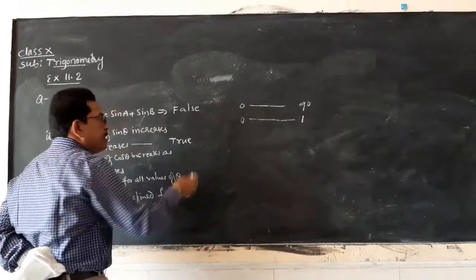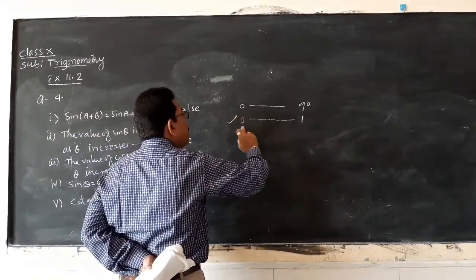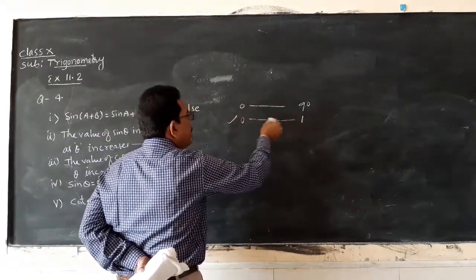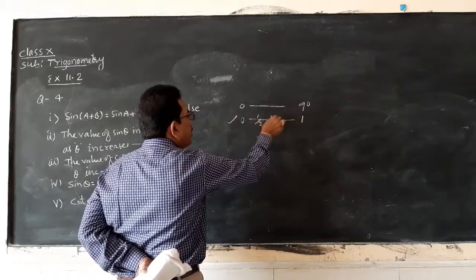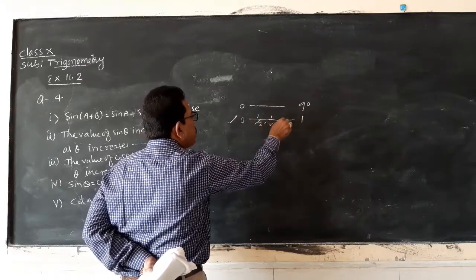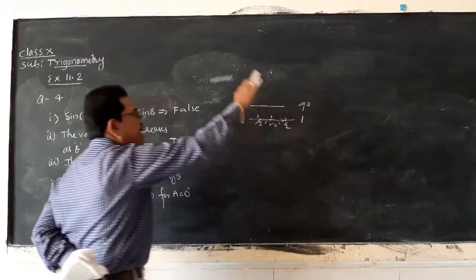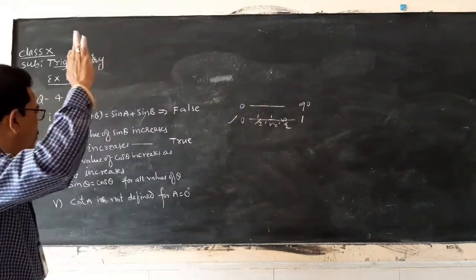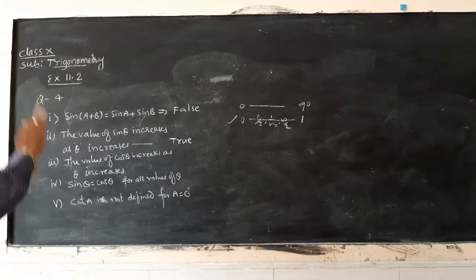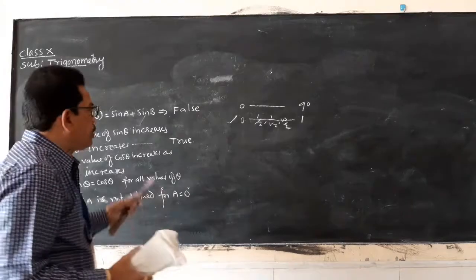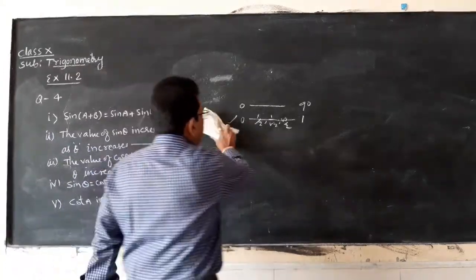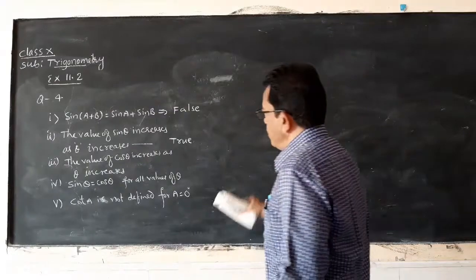See, there sin 0 is 0, but sin 90 is 1. You know that 1 by 2 is there, 1 by root 2 is there, root 3 by 2 is there. Like this, the value increases as theta increases. So the second one is true with respect to that statement.